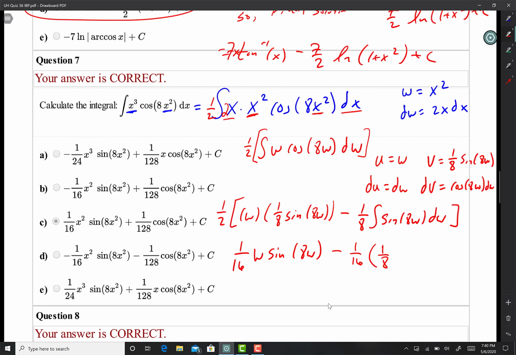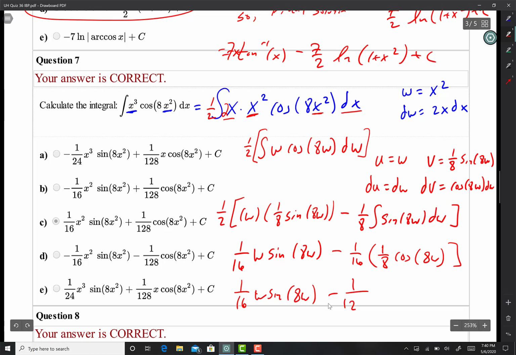All right, hold on. And I did mess up, huh? Or no? Yeah, hold on. uv minus v 1/8 du. No, we're good. I didn't mess up. Cosine 8w. Yeah, close. Okay, so 1/16 w sine 8w, and then 16 times 8 is 128. So 1 over 128 cosine 8w.